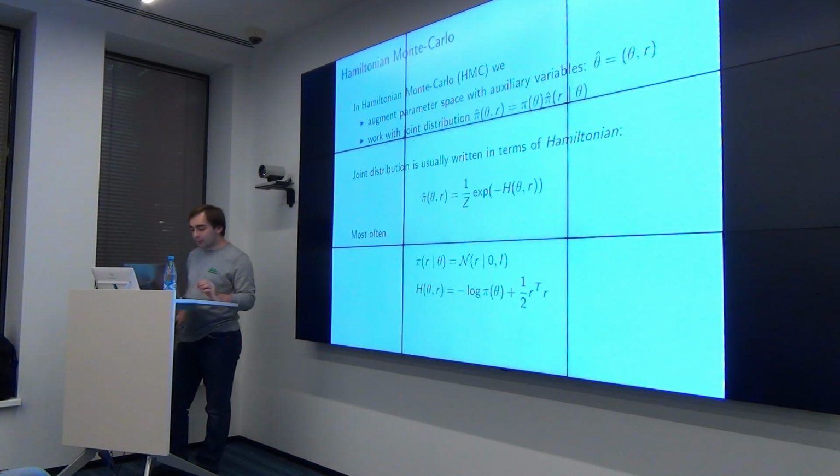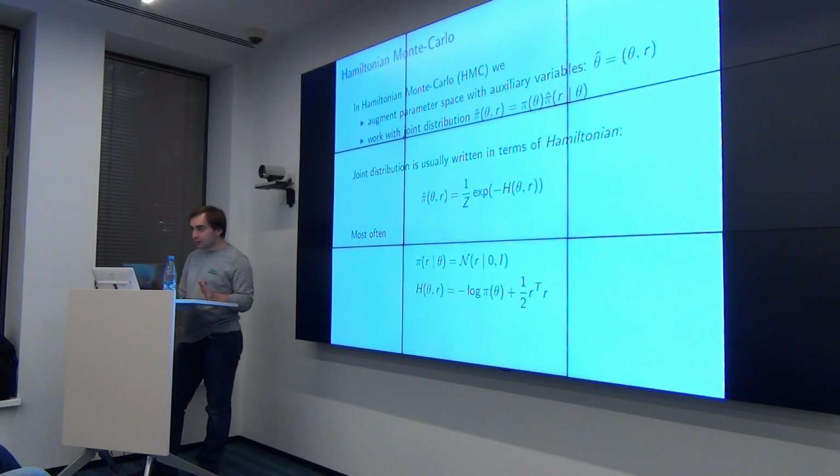Okay. So in Hamiltonian Monte Carlo, we work with not only our parameters theta, but we also augment the parameter space with new auxiliary variables R. Theta and R represent some point in the so-called phase space, where thetas are the coordinates of some points, and R are their velocities.